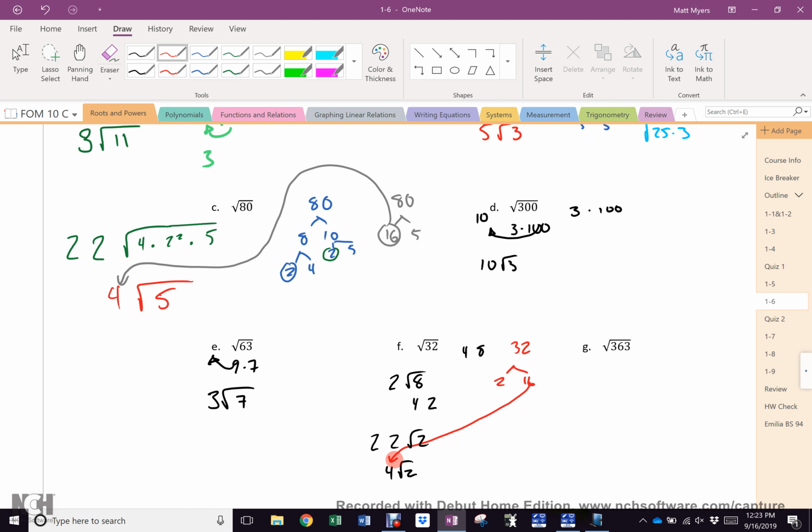Now 363. What's 363? 3 and 121. Why'd you choose 121? Because it's a perfect square. Why did you know that 3 worked? Right, because you gave us that trick last time, right? You add up the digits. 3 plus 6 plus 3 is 12. 12 divides by 3, so that divides by 3. What's the square root of 121? 11. What stayed under there? 3. See how easy it is?